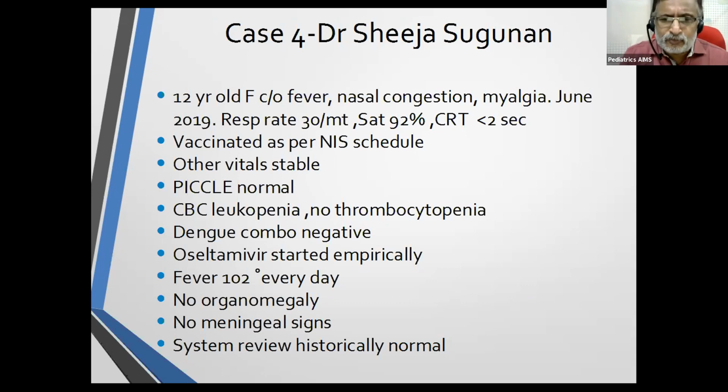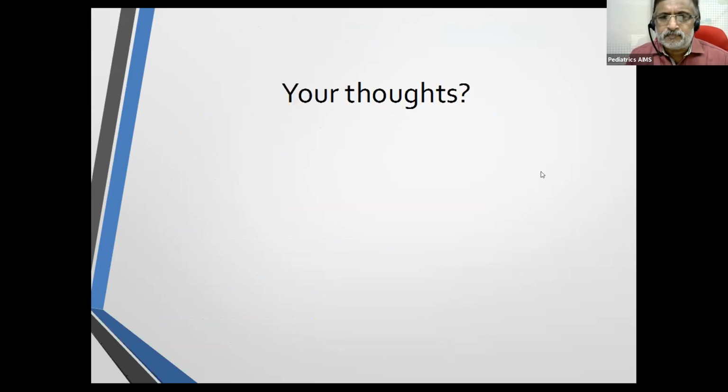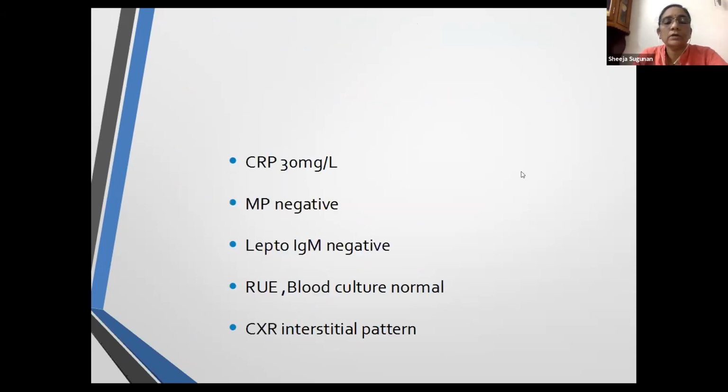But that time we started empirically because it is monsoon season, and also thinking that it is influenza. Leukopenia, no thrombocytopenia, discordant is there. Then oseltamivir was started. Fever 102 degrees, no organomegaly, no meningeal signs. System review within normal limits. Your thoughts? So this is a 12-year-old child, and what are the main things that we are seeing?